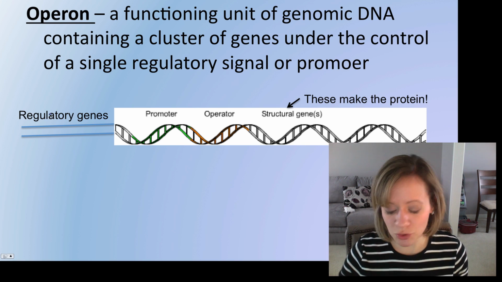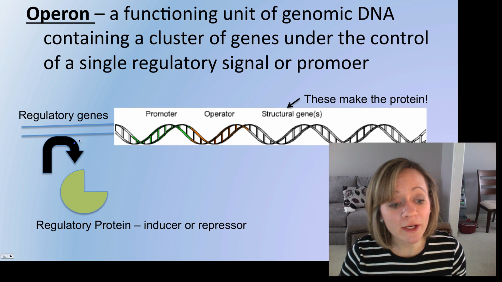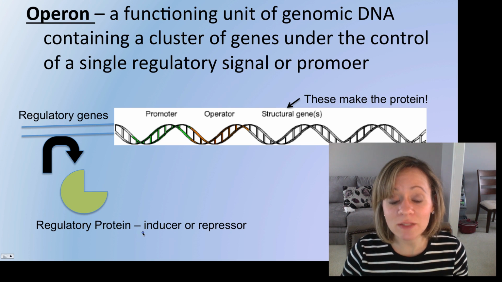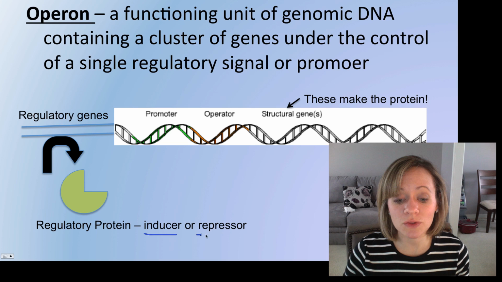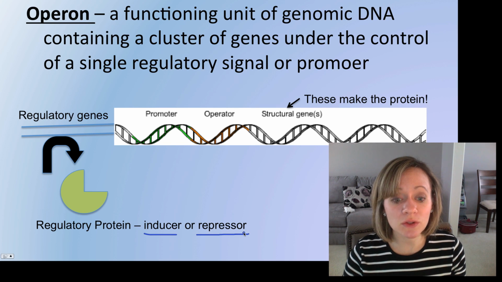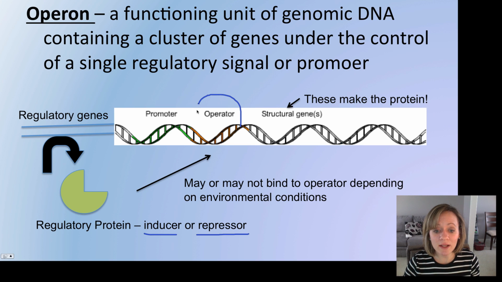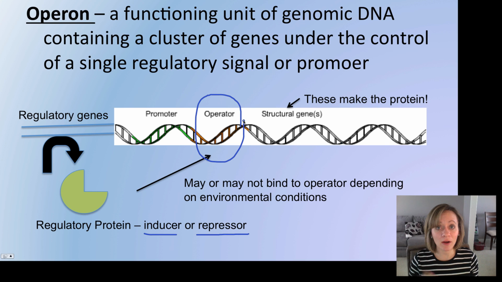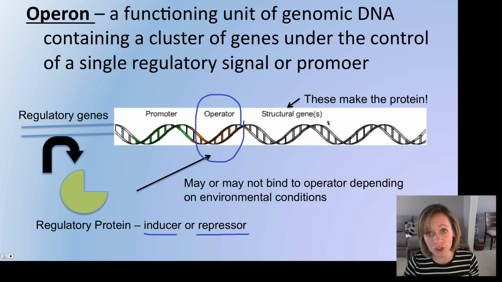Now, what do regulatory genes do? They create regulatory proteins, which could be, depending on the operon, either an inducer or a repressor protein. Now, these inducer or repressor proteins are going to sit right on top of the operator. Whether or not they're bound to the operator is going to depend on the operon and depend on the environment, but that's where they're going to sit. The promoter, remember, way back to transcription, is where RNA polymerase binds and then starts to transcribe.